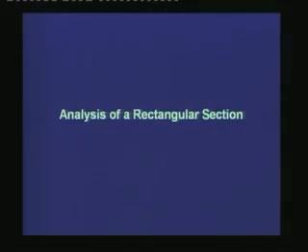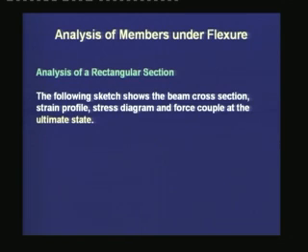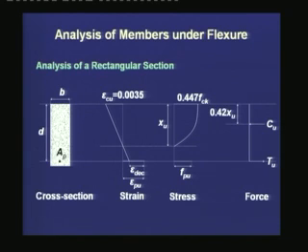Next, we are moving on to the analysis of a rectangular section. The following sketch shows the beam cross section, strain profile, stress diagram, and force couple at the ultimate state. Before we start the analysis, we should understand these individual diagrams. The important variables in a rectangular section are the breadth of the section, which is represented by b, and the depth of the CGS, which is represented by d.